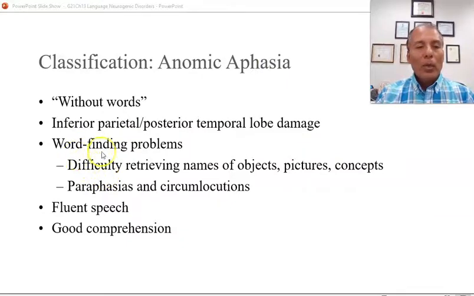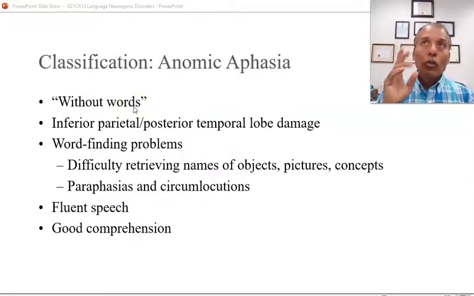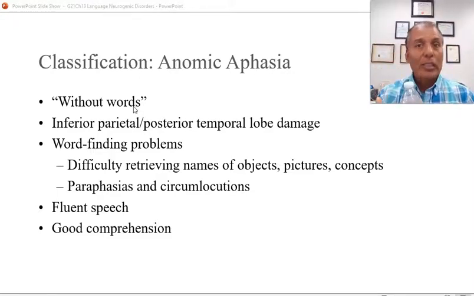The person has significant word finding difficulties, difficulty retrieving names of objects, pictures, concepts, and will make a lot of paraphasias and circumlocutions. Remember, they have severe difficulty with naming things and remembering names. So they try to go around, beating around the bush. That is what circumlocutions are.